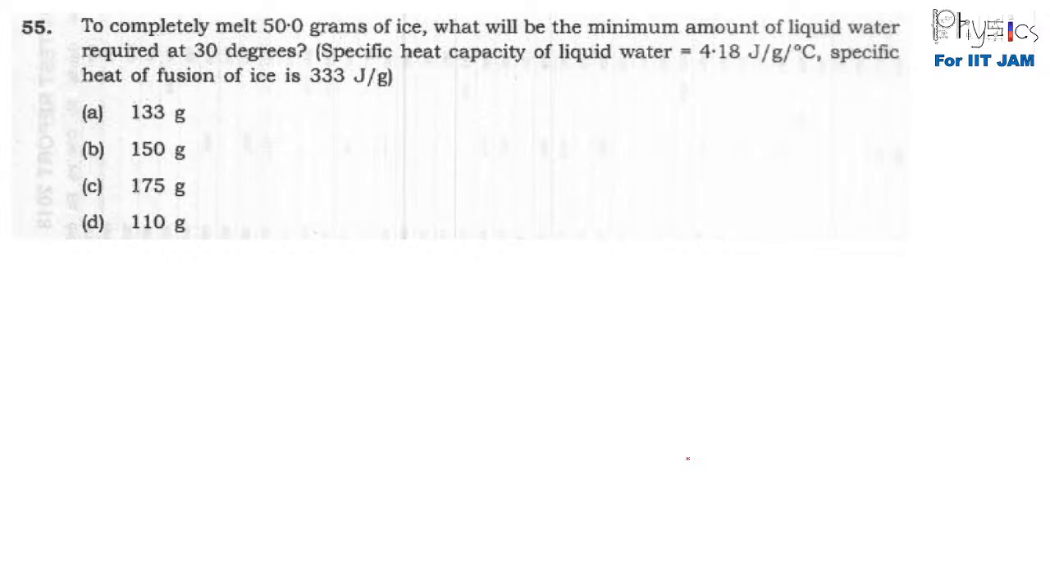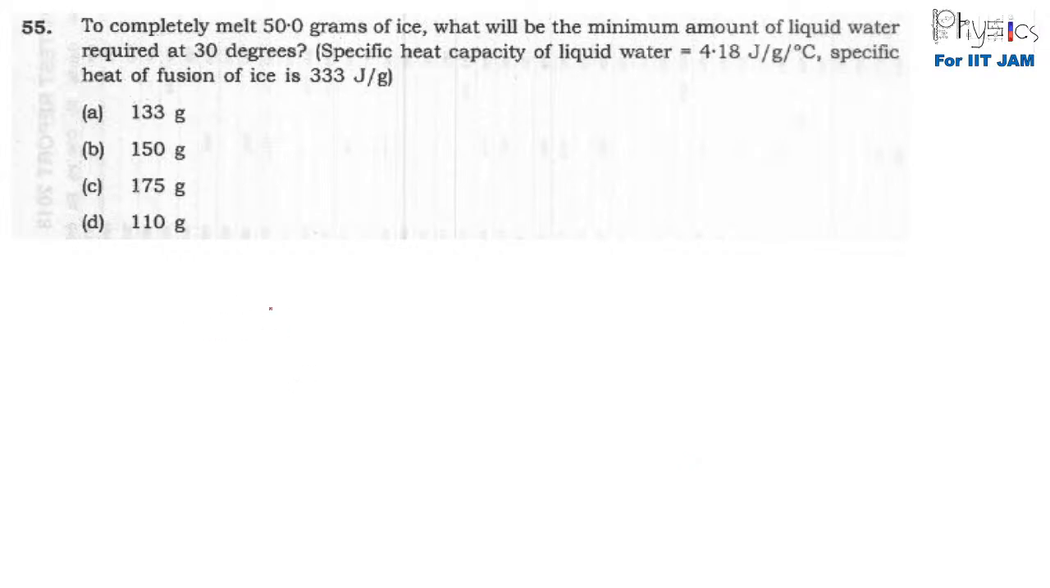So here the question is, to completely melt 50 grams of ice, what will be the minimum amount of liquid water required at 30 degrees? Specific heat capacity of liquid water is 4.18 joule per gram per degree Celsius. Specific heat of fusion of ice is 333 joule per gram.